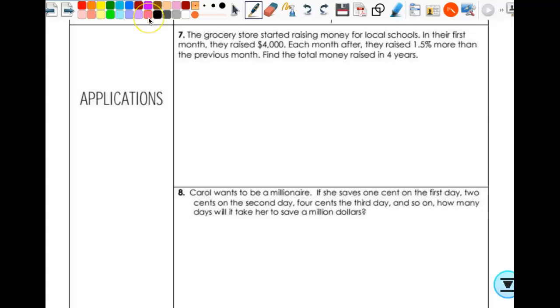All right, let's look at a couple of application problems. So the grocery store started raising money for local schools. In their first month, they raised $4,000. Each month after, they raised 1.5% more than the previous month. Find the total money raised in 4 years. Okay, so let's find n. We're doing this monthly, and we got 4 years, so what's n? It's not 4, because we're going by months. How many months are in 4 years? 48.